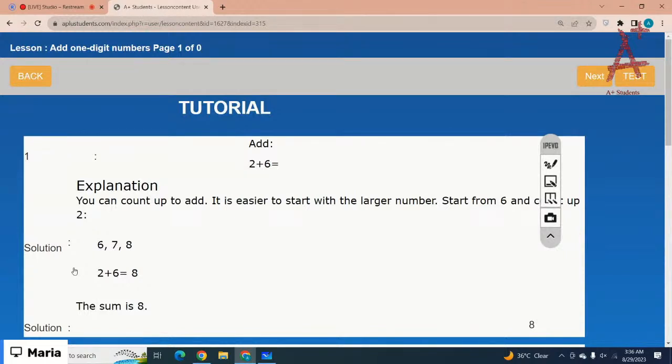Okay, so you have to add 2 plus 6. You can count up to add, right? So you have to start with the larger number and count up to the smaller one. So you have to start with 6 and count up 2. So 6, 7, and 8. The correct option is 8.